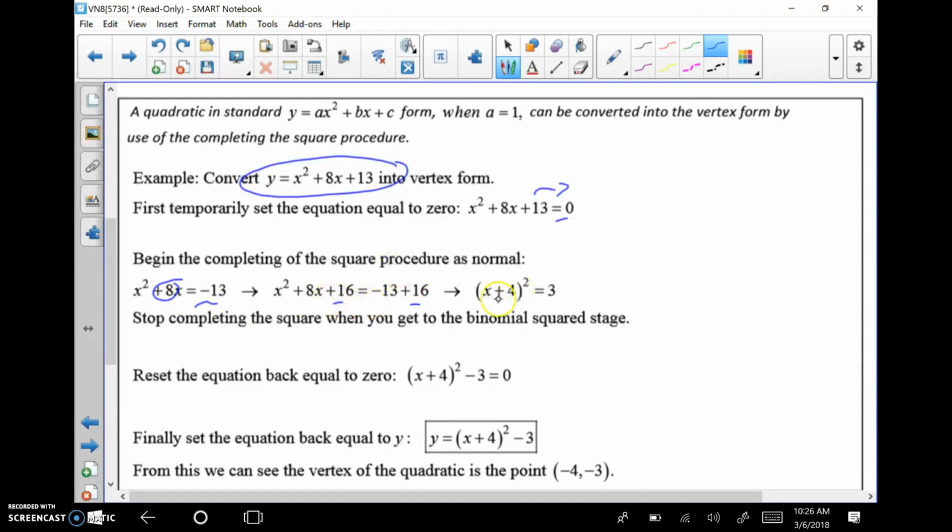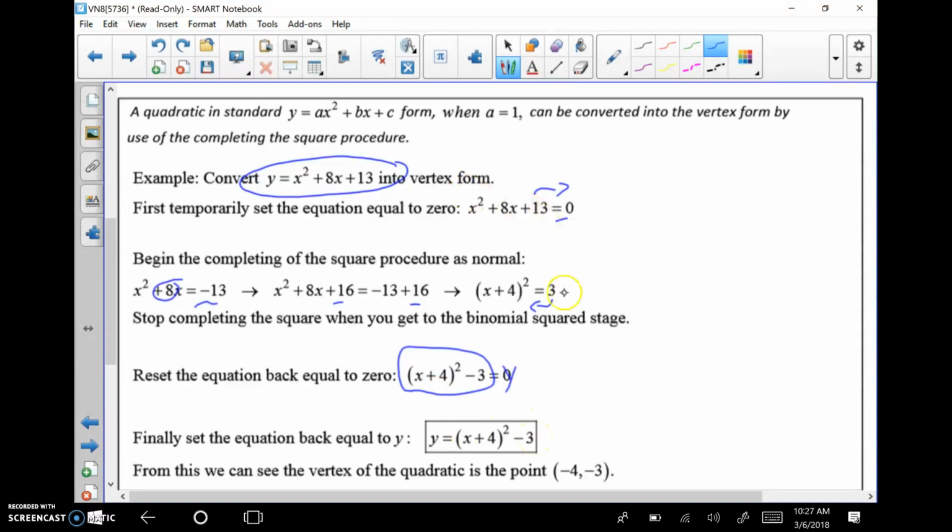Then you factor that on the left and combine it on the right. Then what we would do typically is square root both sides, get the whole plus minus, but we want to stop right there in completing the square because we're not trying to solve for x, we're trying to get what's called vertex form. So once you get down to the binomial squared equals number, simply move that number back over. So move that number back over, minus 3, and set it back equal to 0, and then set it back equal to y. And so there's your vertex form, x plus 4 squared minus 3.